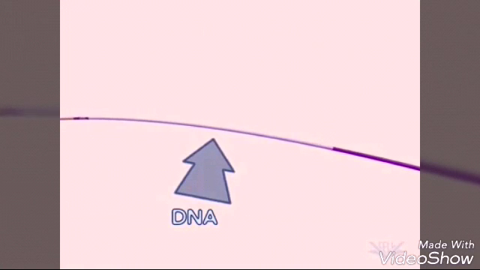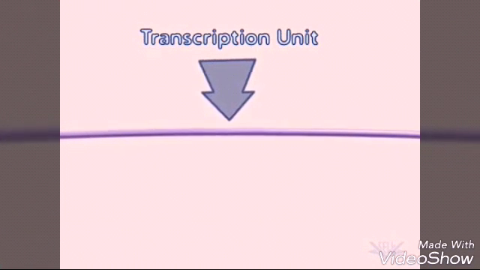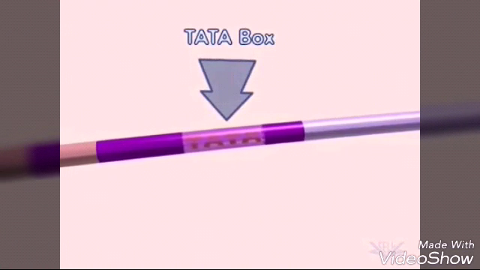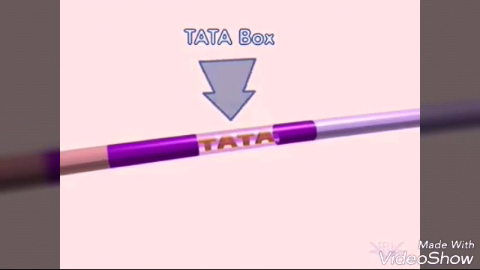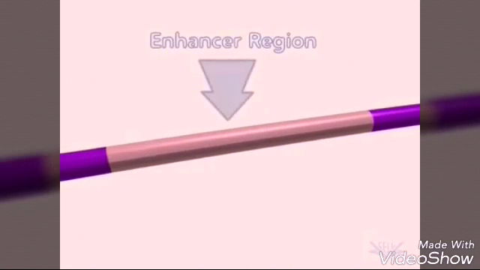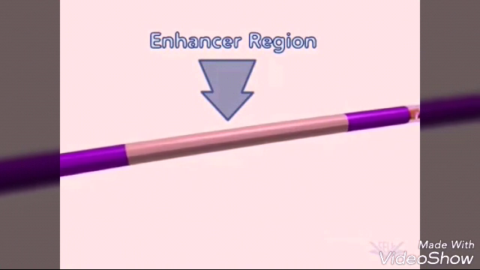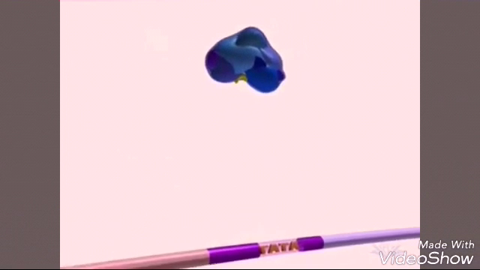Transcription begins with a strand of DNA. It is divided into several important regions. The largest of these is the transcription unit. This portion of the DNA will be used to produce RNA. Upstream of the transcription unit is a TATA box. An enhancer region may also be involved.